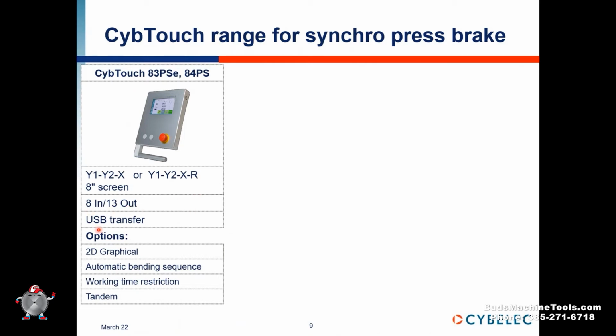And in both of the SIP-Touch, we have the possibility to have a USB transfer. It is useful when you want to make a backup of the machine parameters. You just plug in the key and take the backup. Or for the end user, you can take the parts on USB.